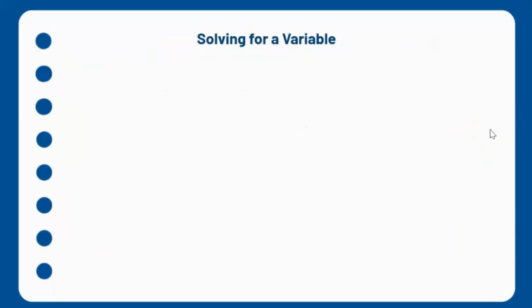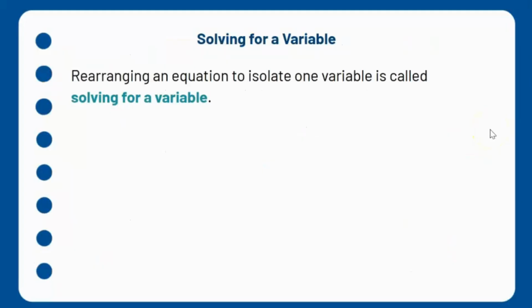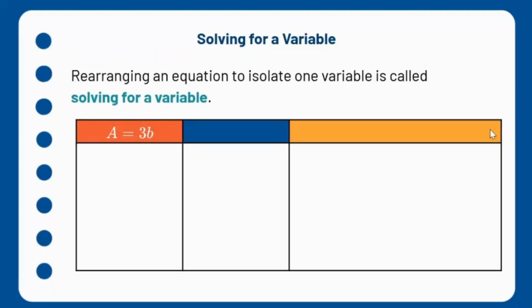In this lesson, we learned how to solve for a variable. Rearranging an equation to isolate one variable is called solving for a variable. Let's look at 3 different equations to demonstrate how to solve for a variable.